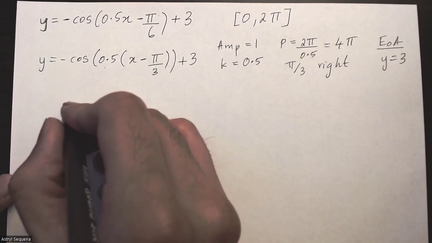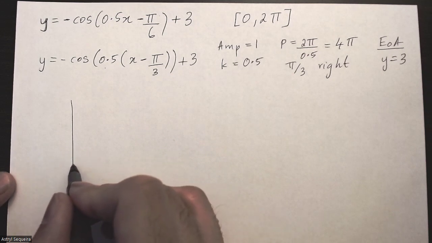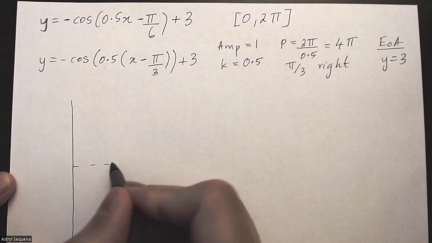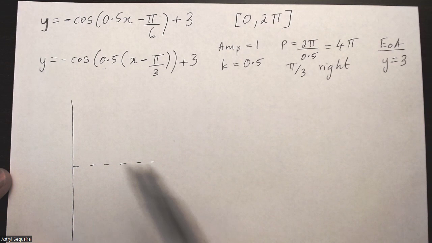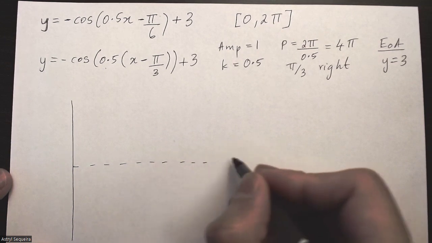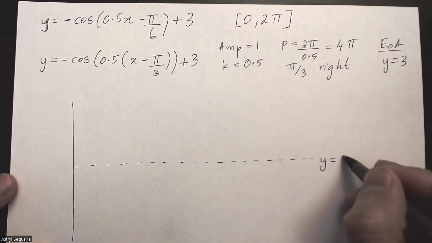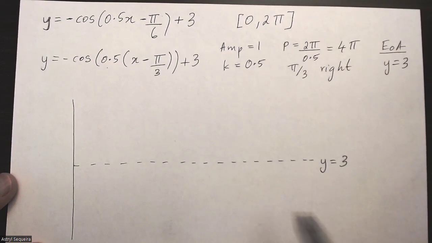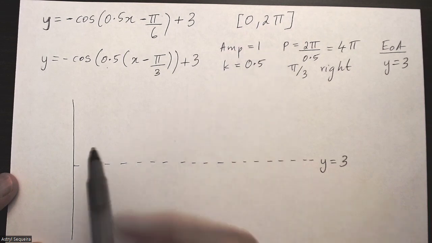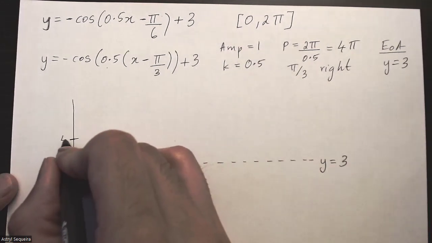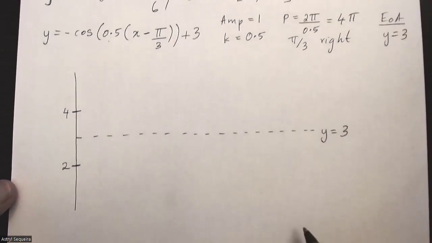So in making my sketch, I'll always start with my y-axis, and I'll put my equation of axis directly in the middle. Since this graph is shifted to the right, I don't need to worry about the negative x-axis at all, so I won't even bother drawing anything over there. So I have my equation of axis, which is y equals 3. The next thing I want to do is find my max and my min. So my max is 3 plus 1, which is 4. And my min is 3 minus 1, which is 2.